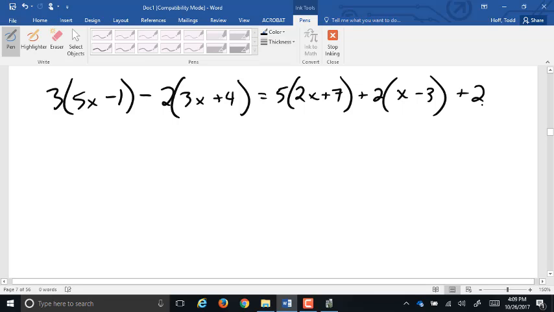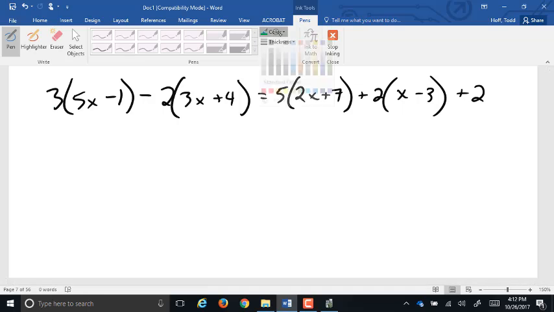I'll give you a minute to try that one and then we'll go over it. This one's got some length to it, doesn't it? So we're going to, again, break down the left side first, then the right side.